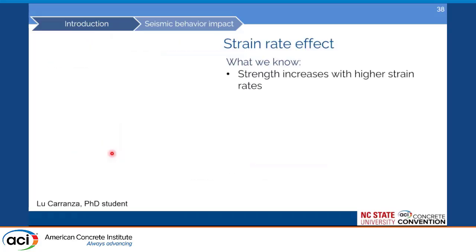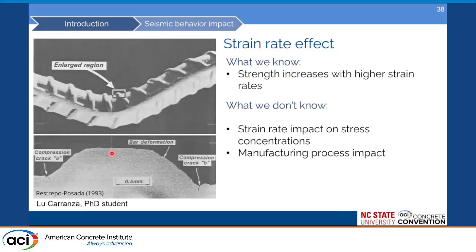We know that the strain rate can affect the strength of the steel in monotonic tensile loading. However, we don't know what the effect of that strain rate is on the stress concentrations, and how the manufacturing process can impact this effect.